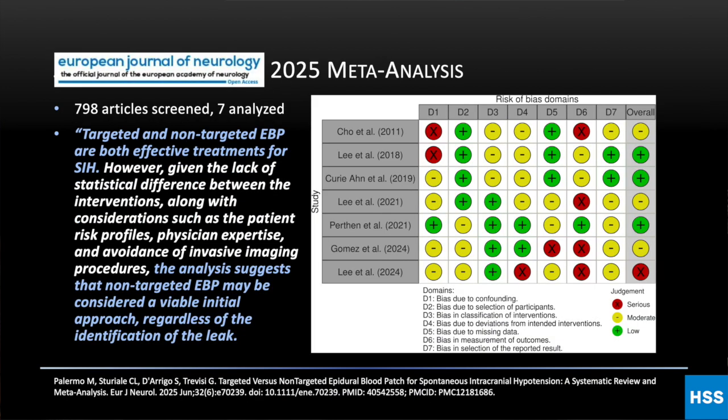More recently, published just this year, another meta-analysis looking at exactly this question. They looked at nearly 800 articles and 7 were included. And just a quote from the paper: targeted and non-targeted epidural blood patches are both effective treatments for SIH. The analysis suggests that non-targeted patches may be considered a viable initial approach, regardless of the identification of the leak.